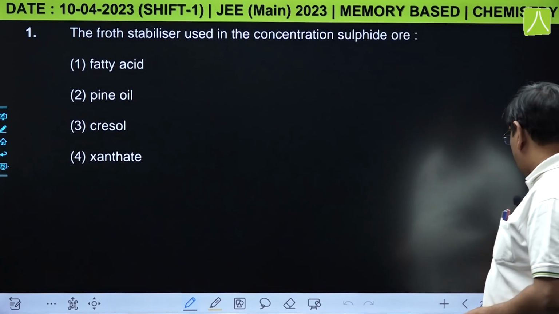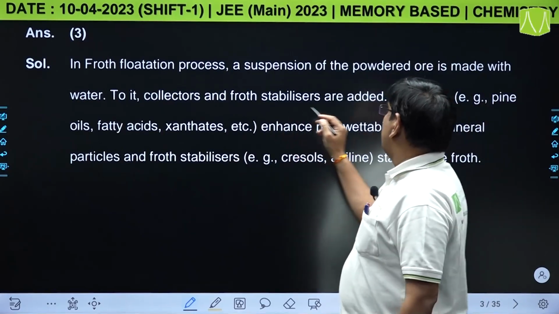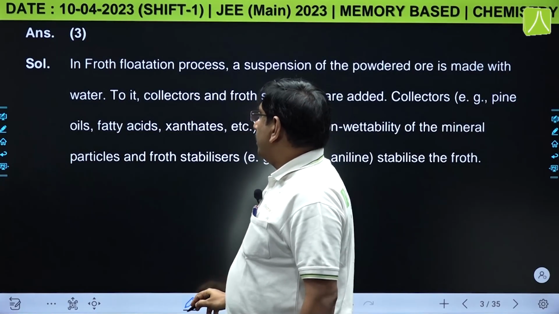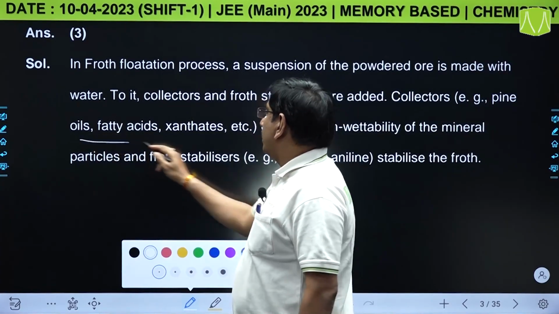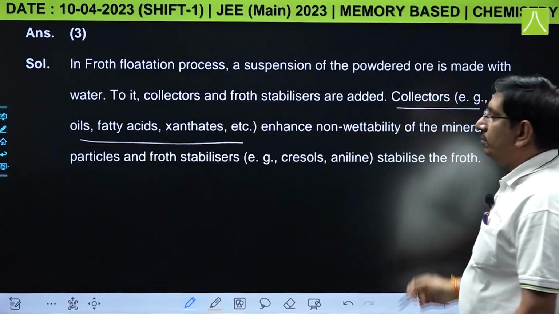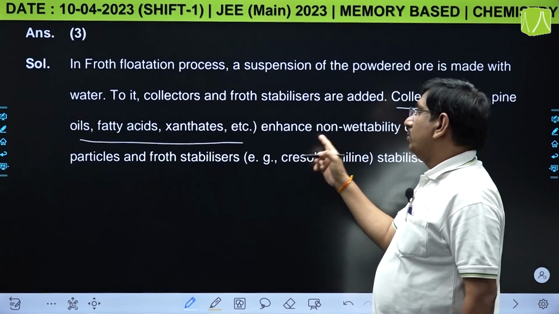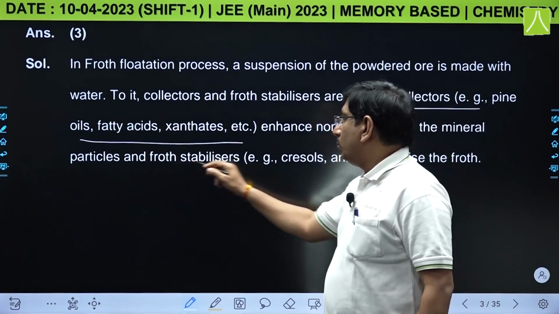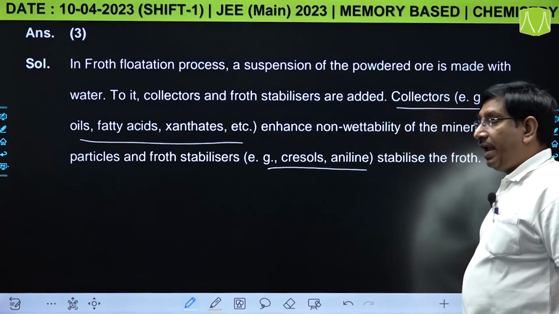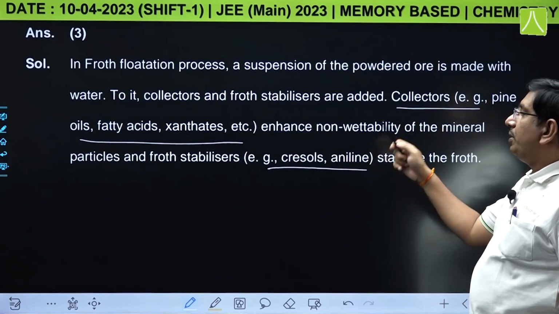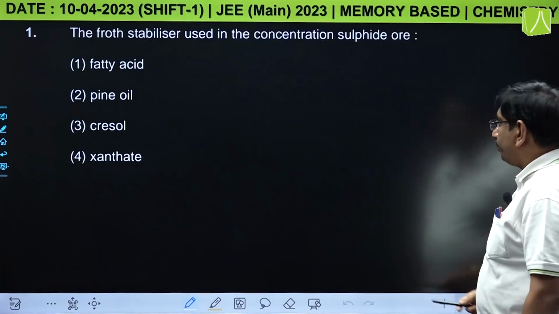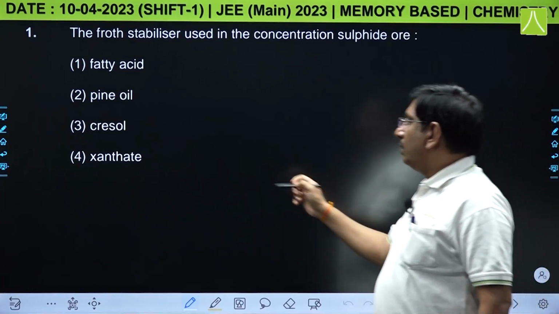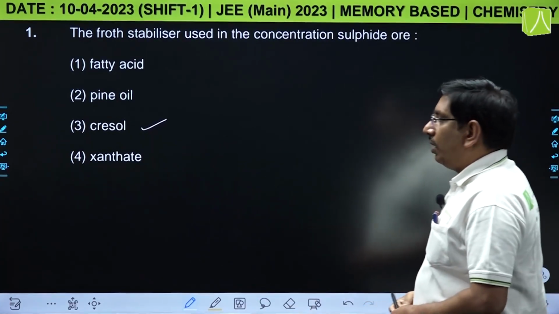In the froth flotation process, we can use the collectors, that is pine oil, fatty acids and xanthates. These are used as the collectors, and to enhance the non-wettability of the mineral, we can use froth stabilizers like cresol and aniline. In the given options, that is fatty acid, pine oil, cresol and xanthate, cresol is the froth stabilizer and the remaining are collectors.